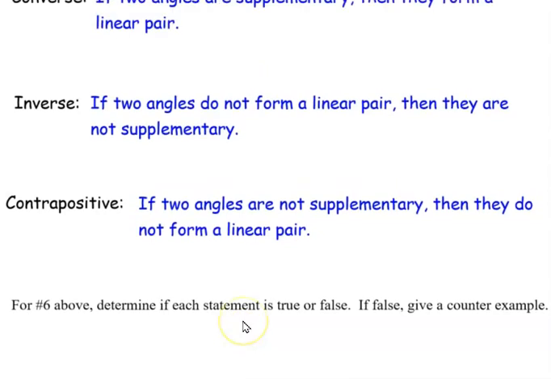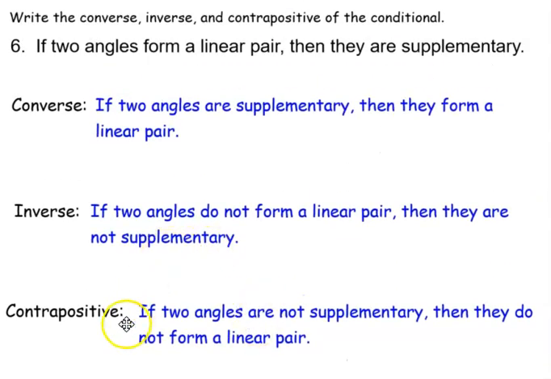So if I go back up to the original sentence, if two angles form a linear pair, then they are supplementary. And we need to decide, is that true or false? Well, linear pairs make straight lines that add to 180. I would say the original sentence is true. So now my converse, if two angles are supplementary, then they form a linear pair. Well, some supplementary angles will form a linear pair, but not all. So we're going to say this is false.